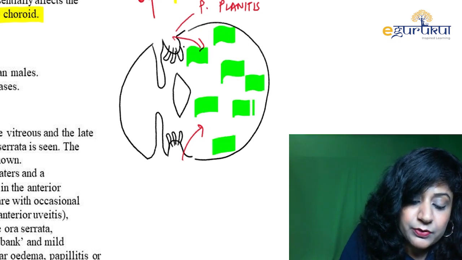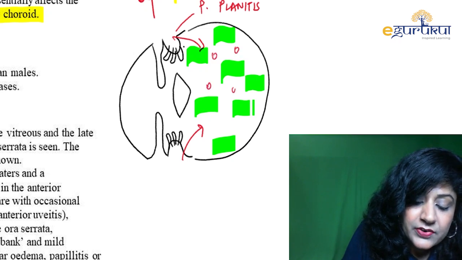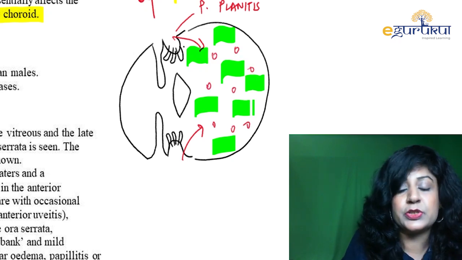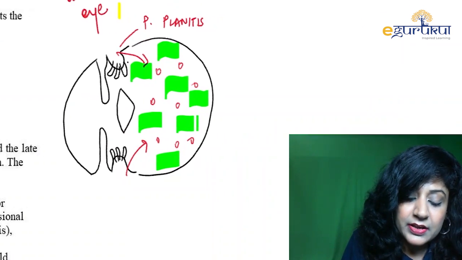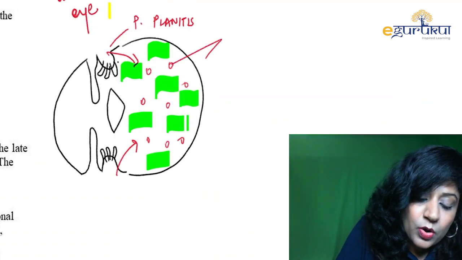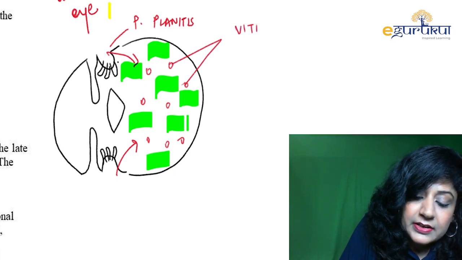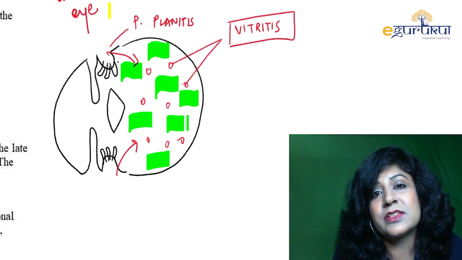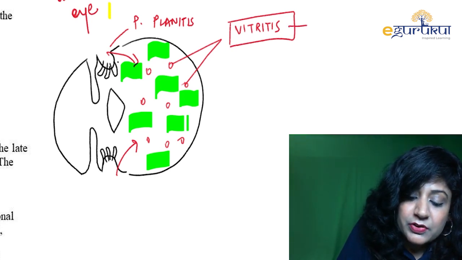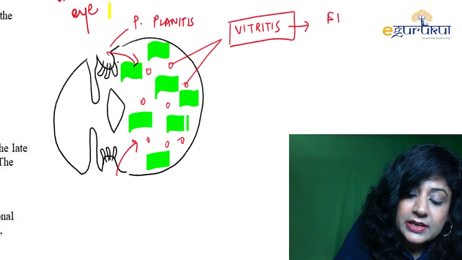So now the inflammatory cells are actually released in the vitreous humor. That is why this condition that we are having will be called vitritis. Because the vitreous is a gel-like structure, inflammation in the vitreous cavity will actually lead to floaters.